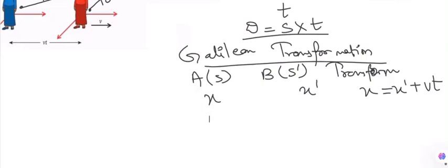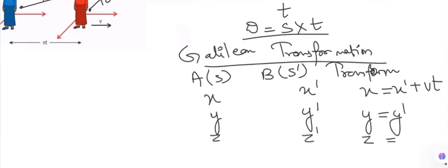Now let's talk about the Y axis. Y axis is not going anywhere. Z also is not going anywhere, so Z will remain Z only. T is not going anywhere. T is always the same, T will remain the same only. Any doubts? No, ma'am.